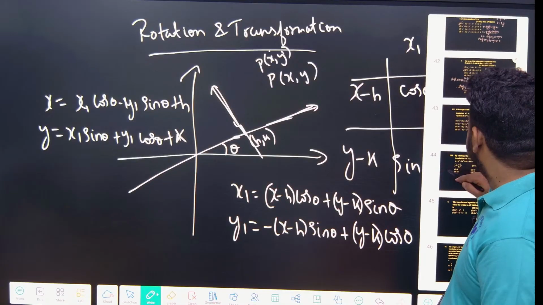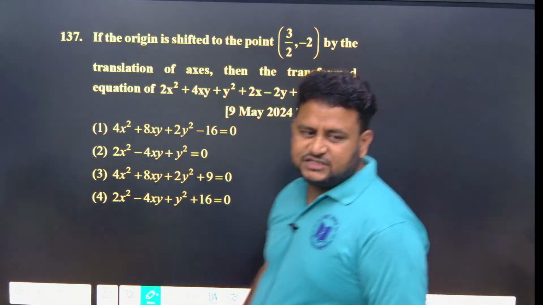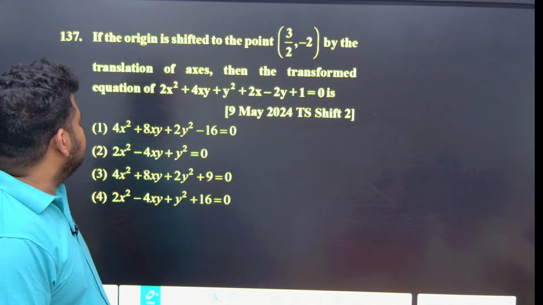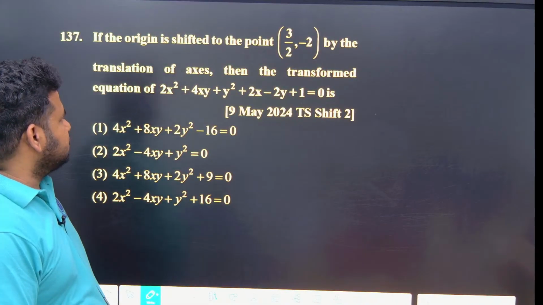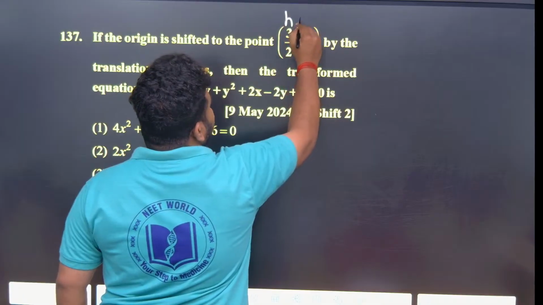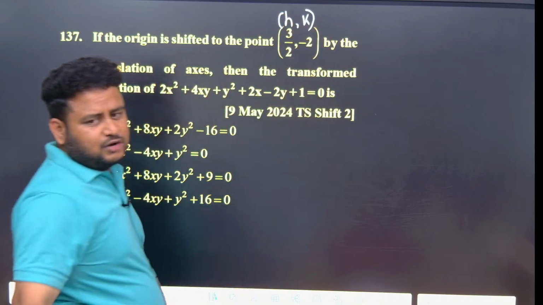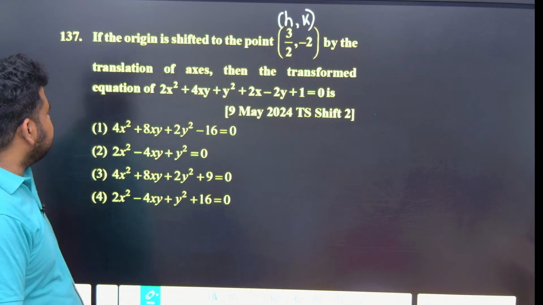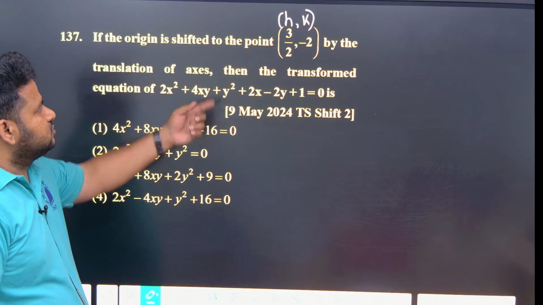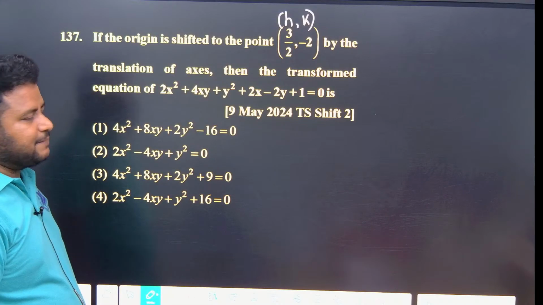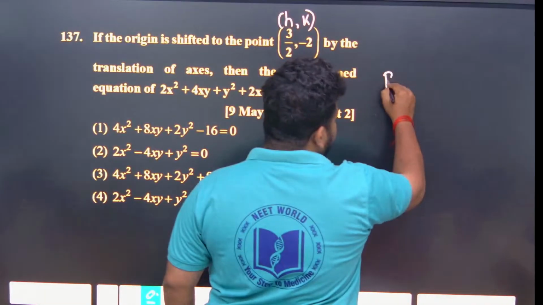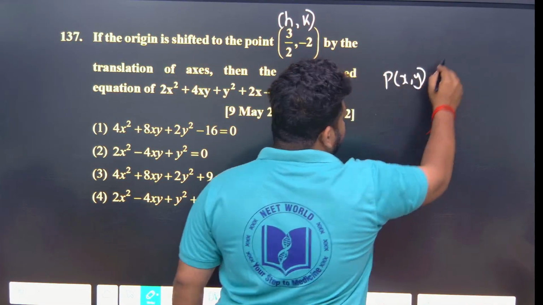Okay, fine. It says, if the origin is shifted to the point 3/2 comma minus 2 by the translation of axis, that means this will be h comma k. And then they are asking the transformed equation of this one. So h comma k is that one. So what will happen to this one? So earlier P of x comma y was there. Now on transforming, what will we get?